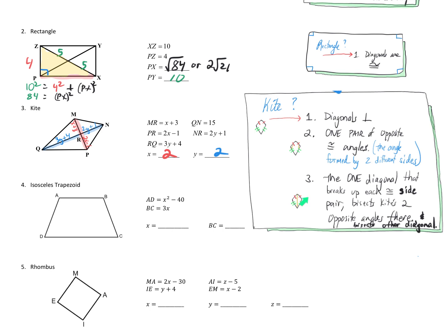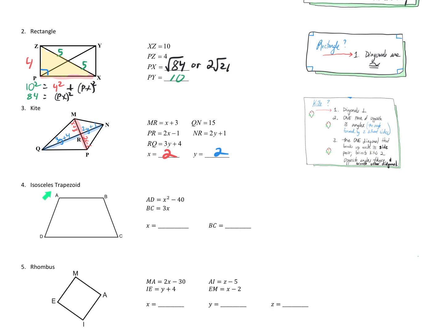And then that one diagonal that splits up those two congruent sides and splits up those two congruent sides, that one diagonal is also bisecting those angles of the kite, and it's also bisecting the other diagonal. And that's what we used here. This blue diagonal was bisecting the red diagonal.